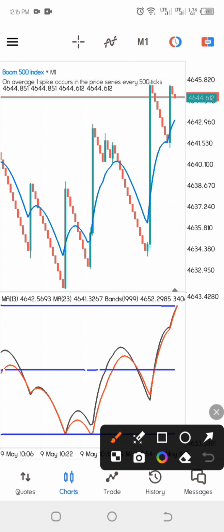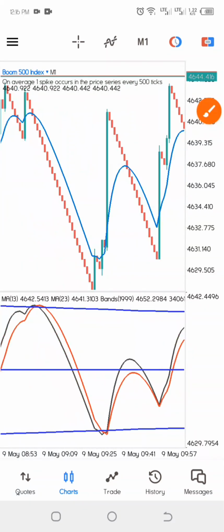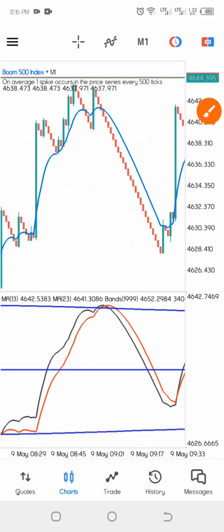Firstly, you want to make sure that you see these two lines right here come to the Bollinger Band line. When it comes to the Bollinger Band line, we want to make sure that we wait patiently. Patience matters. We want to wait patiently and we want to see the crossover. Now let me use one trade as an example.